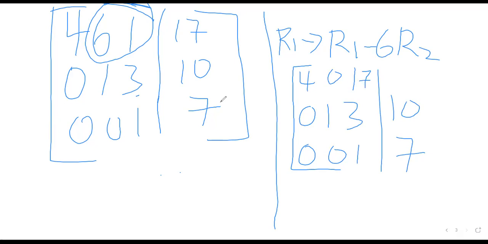1 minus 18, because it's row 1 minus row 2, will be negative 17. And then 6 times 10 is 60. 60 minus 17, so it will be negative 43. Are you following?